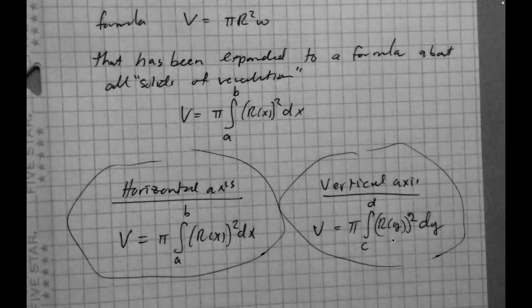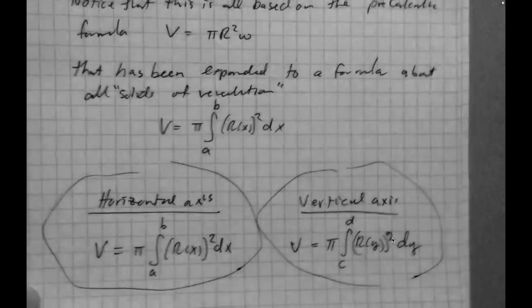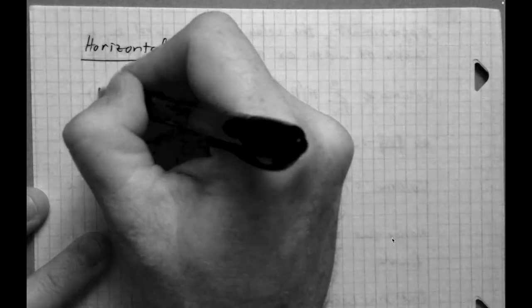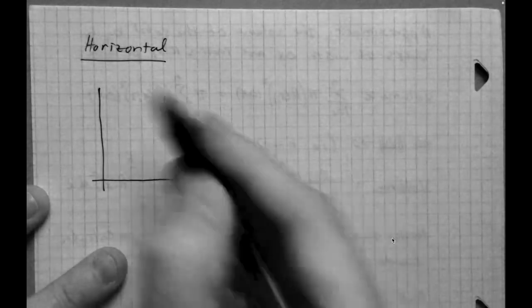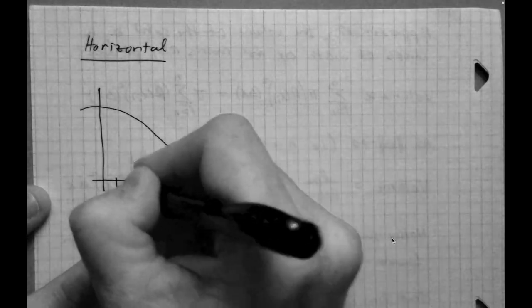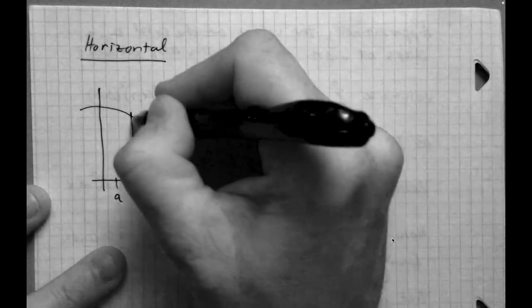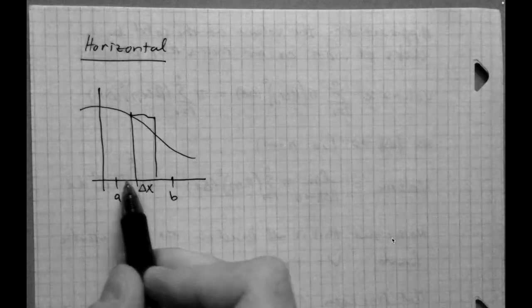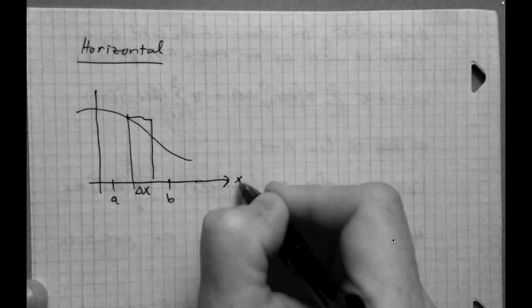We'll generalize this ever so slightly, but we're going to start with this and use this to do a few examples. Okay, so just to underscore this, let's talk about what I mean by horizontal and vertical. I think you probably have a sense for what I mean, but let's just make sure. So if it's horizontal, that's what we've been describing, right? That's where you've got some function. You've got your a to b, your representative rectangles have width delta x, some width on the x-axis. This is the x-axis, and we're rotating around here.